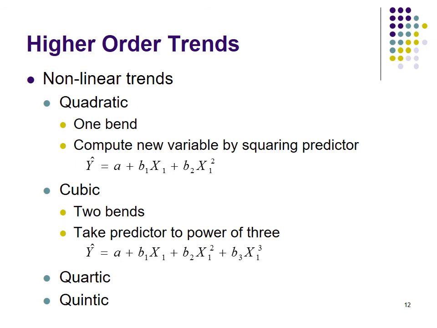So if you've got 3 bends, it's a quartic relationship. 4 bends, it's a quintic relationship. So again, we'd raise it by the power of 4, raise it by the power of 5. So a general rule is you're raising it to the power of 1 over the number of bends you expect to see. So if you expect 2 bends, you're raising it to the power of 3. You're expecting 3 bends, you're actually raising it to the power of 4, and so forth.